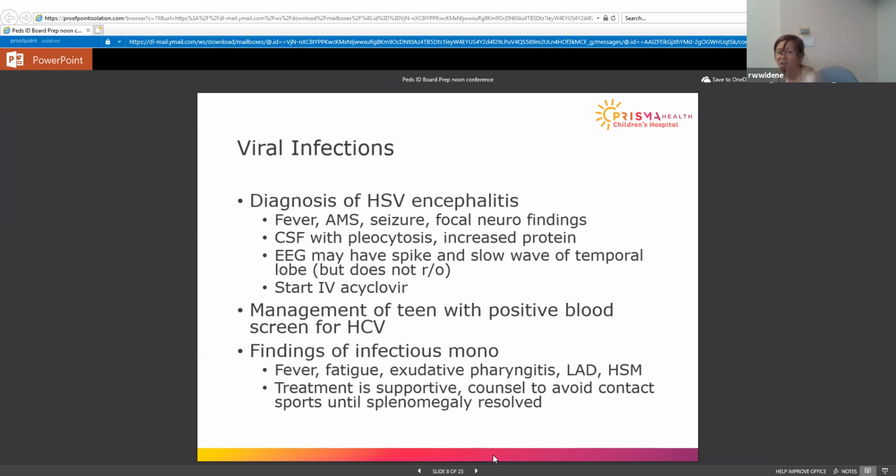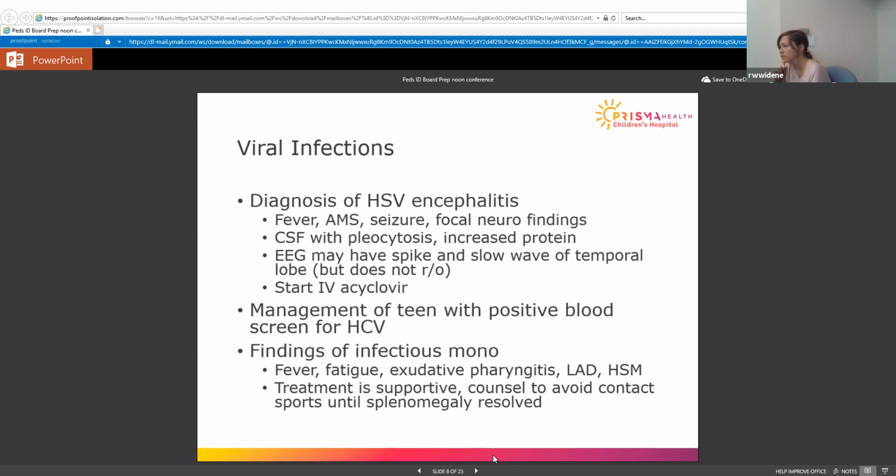Your EEG also classically will have your spike and slow wave of your temporal lobe, always classic. And what is that called? PLEDs, P-L-E-D-S. You see the word PLEDs and think HSV. Not 100% though, so other things can make PLEDs, but PLEDs is typically that temporal lobe with herpes. But if you don't have it, it's not going to rule it out, just like the blood in the spinal fluid.